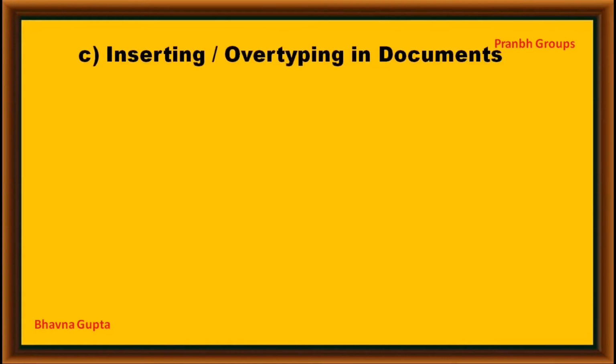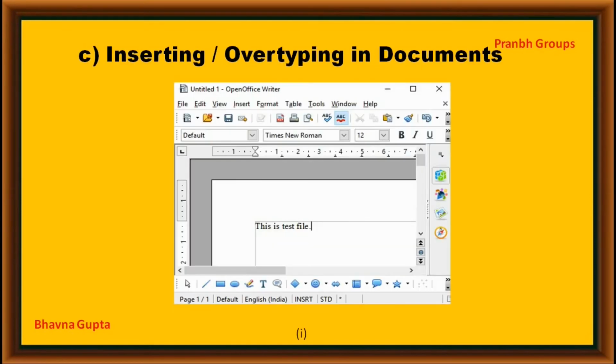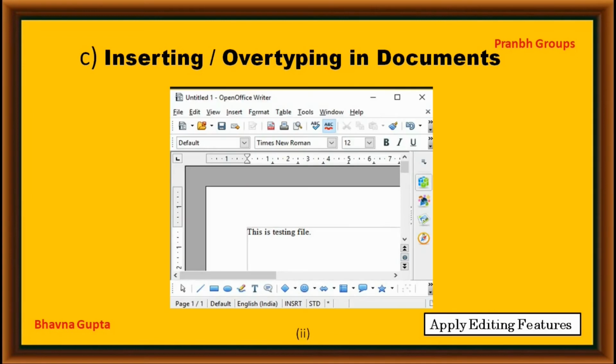Third one, inserting and overtyping in a document. Sometimes you need to insert new words and characters in the document without losing the previous information. In that case, make sure that insert mode is on. Now place the cursor at the desired position and type whatever text you want to add. Your text will be added and the previous information would be shifted to the right to accommodate new text.